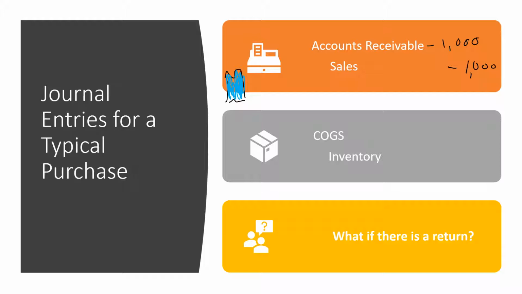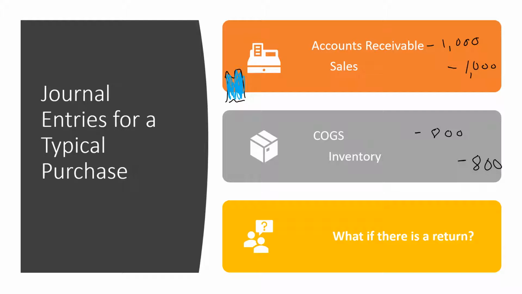Now, when this happens, you also have to take into consideration the inventory and the cost to make it. For the sake of this illustration, let's say the cost of goods sold was $800, and so now you have to take that 800 out of your inventory as well. So you're going to go ahead and credit your inventory for 800 as well.